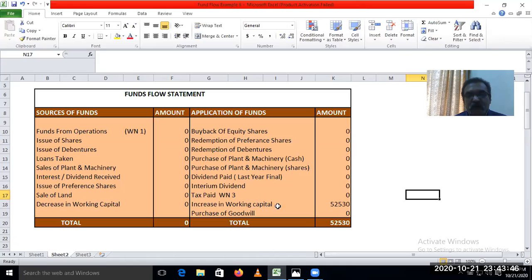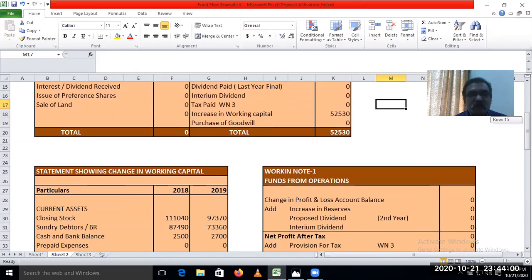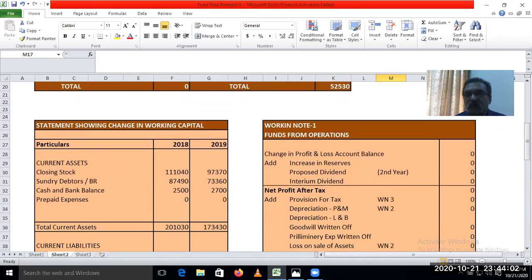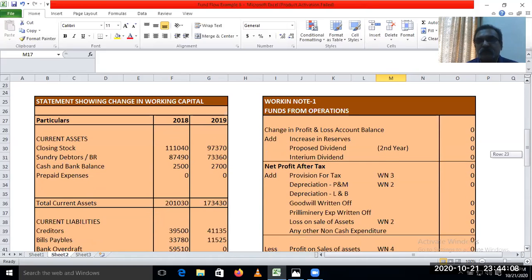As increase in working capital is there, decrease in working capital will not be there. I will just delete it. Either there will be the increase or decrease. So our statement showing change in working capital is over. Now we'll go to our working note. Working note number 1, funds from operations.